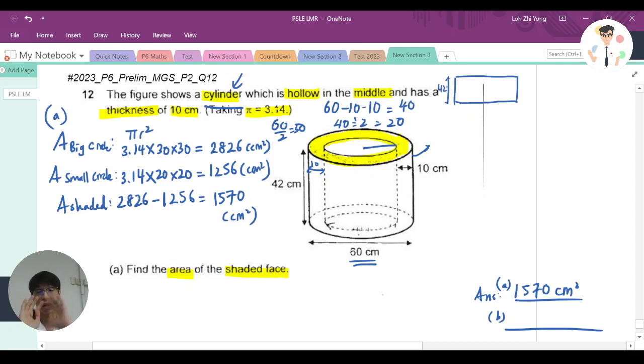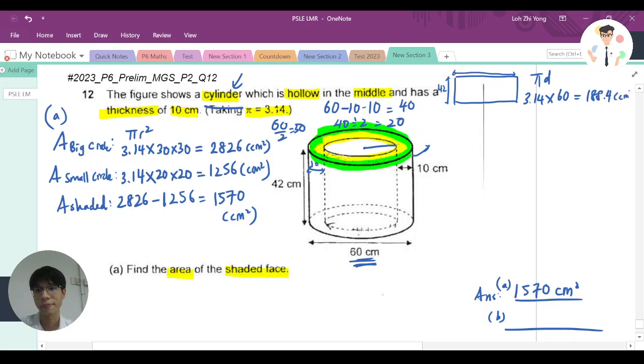Okay, I'm talking about the outer part. And how to find the length here? The length here would be the circumference. Let me just highlight this using green. Here, this part will be the circumference. Now, how do I find the circumference? The circumference of this part, the big circle, is pi times d. So what's my pi? 3.14. What is my diameter? 60.